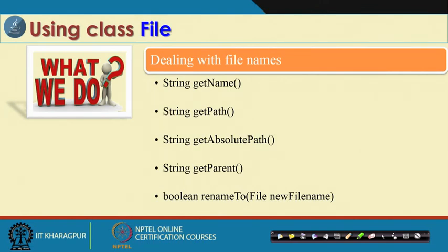Get absolute path: from any directory it will find the file and give the path. Get parent: what is the directory above the one where the file is present. And rename to, if you want to rewrite the file under some other name, that is also possible using this file object. These are the many utility methods available related to the file.